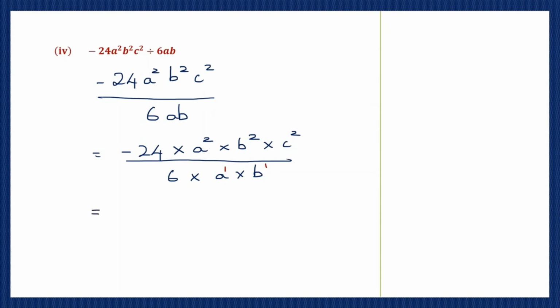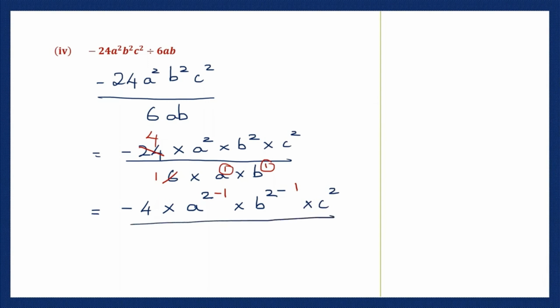So first let's cancel the numbers. So 6 fours are 24. 6 ones are 6. So in the numerator we have minus 4 into a to the power of 2 minus this 1. Okay, this one. So minus 1 into b to the power of 2 minus, again we take this one minus 1 into c to the power of 2. So in the denominator we just have 1. Everything else has been removed.